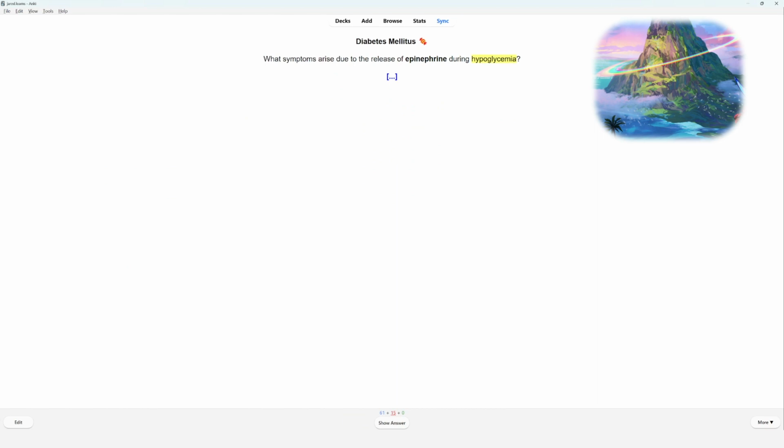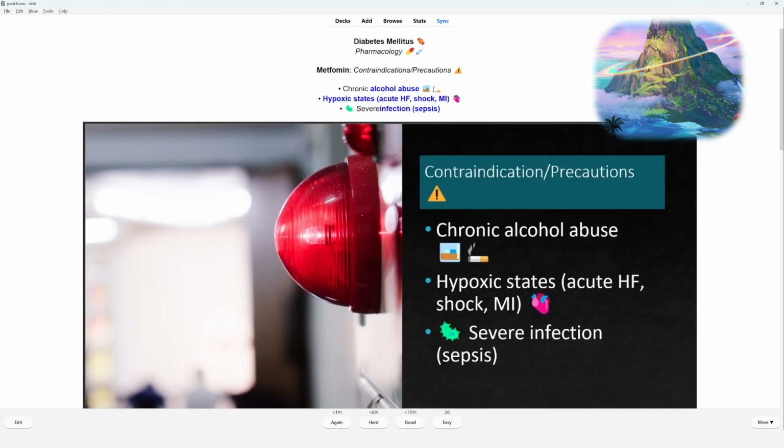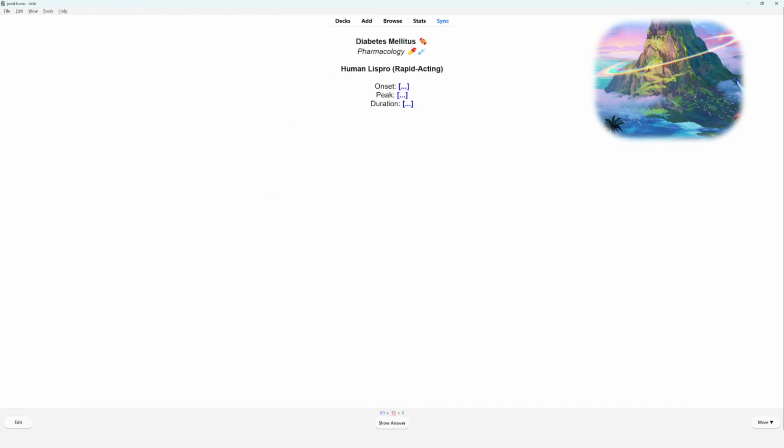What symptoms arise due to the release of epinephrine? That's that tachycardia, tremors, and shakiness. Metformin, the contraindications and precautions. You got severe sepsis or infection, chronic alcohol use, and then hypoxia. Okay. Lispro, 15 minutes onset, 30 minutes to 1.5 hours peak, and then 5-hour duration.